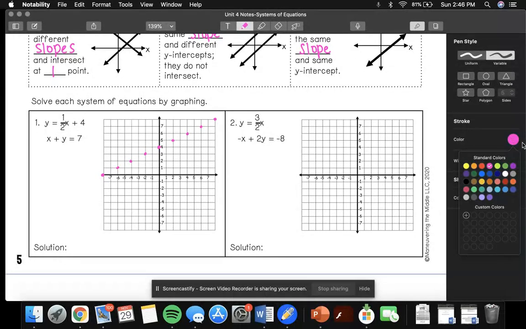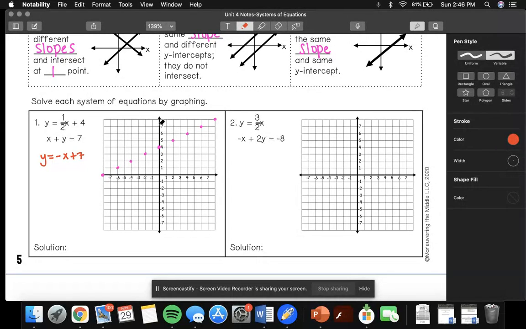Okay. With the second equation, x plus y equals 7, it does not look like slope-intercept form, so I'm going to solve it. I'm going to move this positive x over with a negative x. And there's nothing for me to divide by, so I'm ready to graph it.